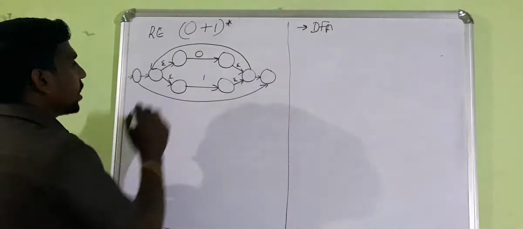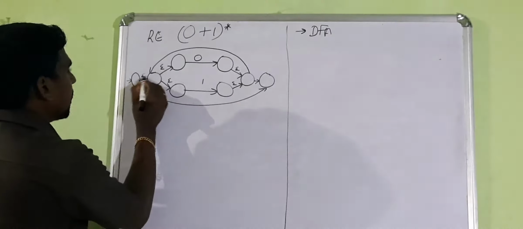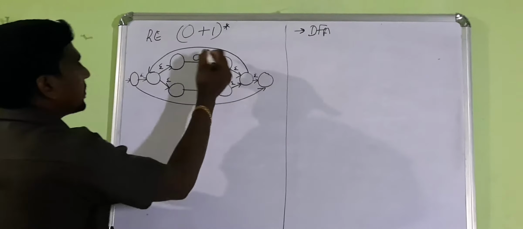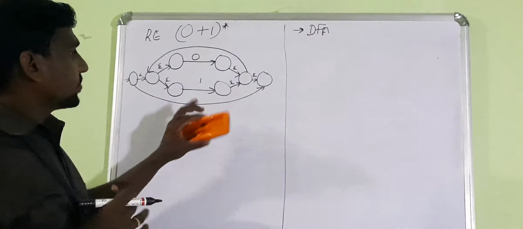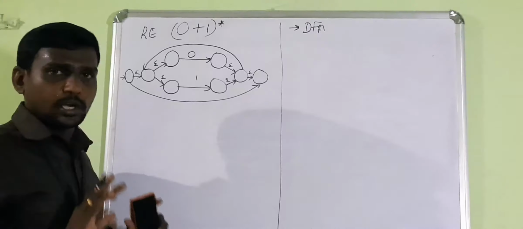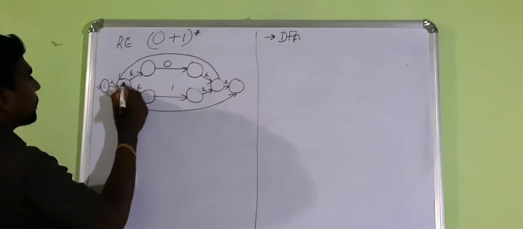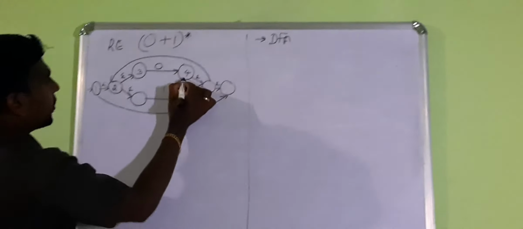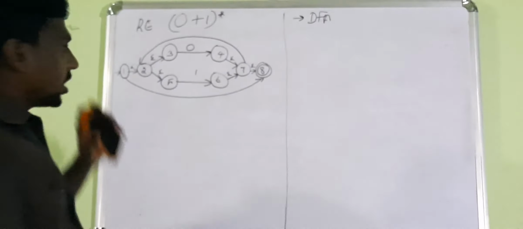So this is the Thomson construction method. Clear? Epsilon, epsilon. This is 0 plus 1 the whole star. What is this? This is called epsilon NFA. The NFA which has an epsilon is called epsilon NFA. We can name the states 1, 2, 3, 4, 5, 6, 7, 8. This I will mark as the accepting state, and this is the starting state.